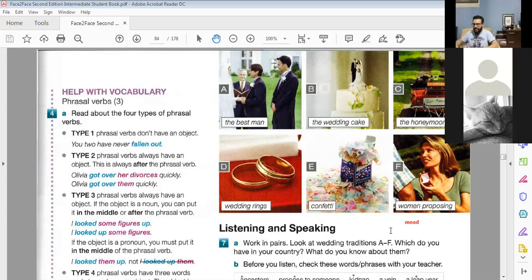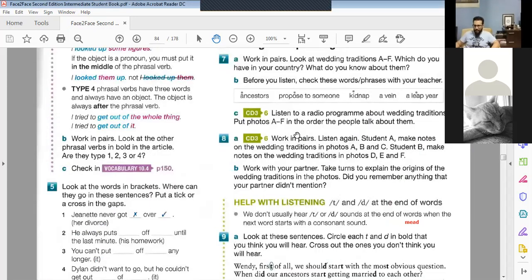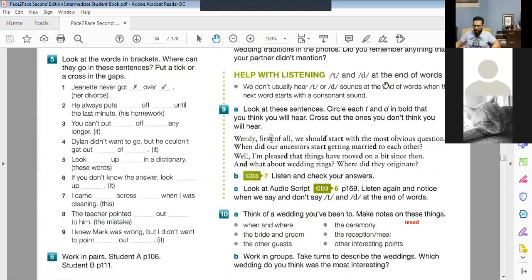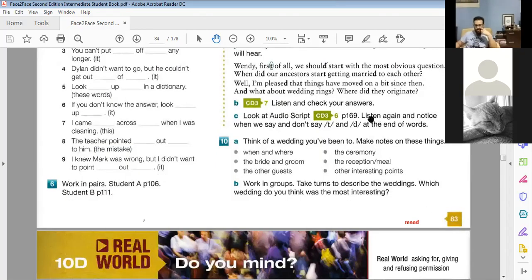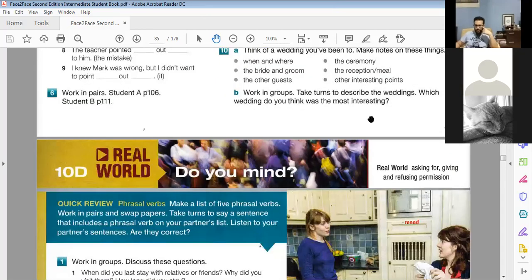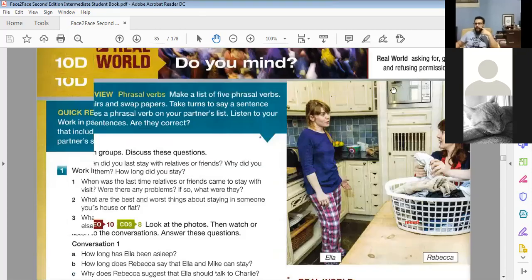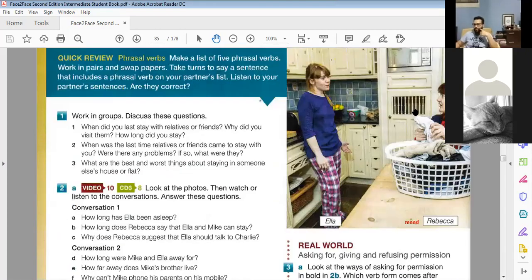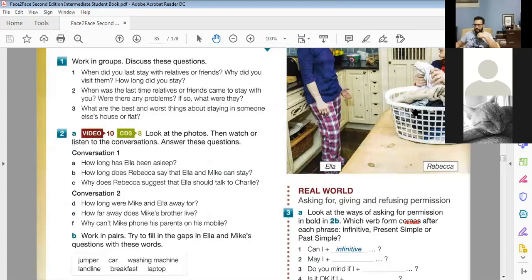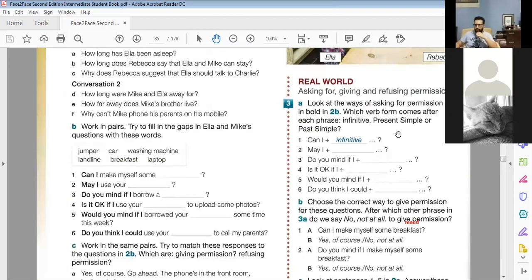So this is a quick introduction into some of the origins of some of the wedding traditions around the world. I think in our next lesson, we have a little bit of time, not so important, but we can start there next lesson. After that, we have permission: asking, giving, and refusing permission.